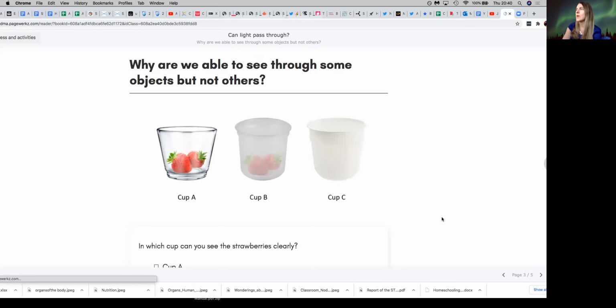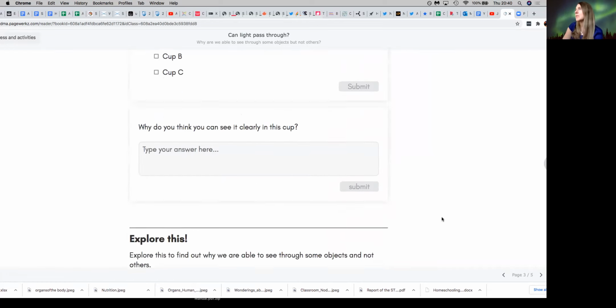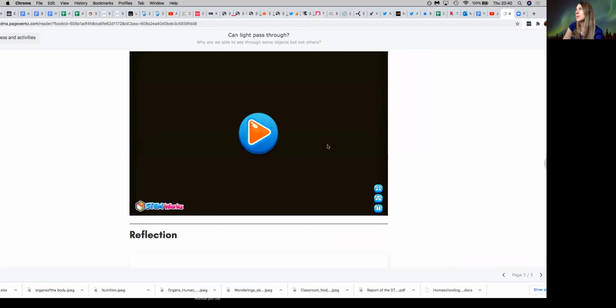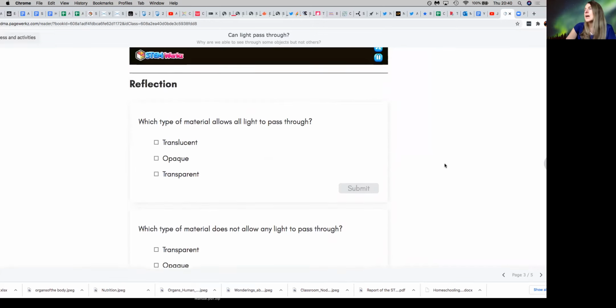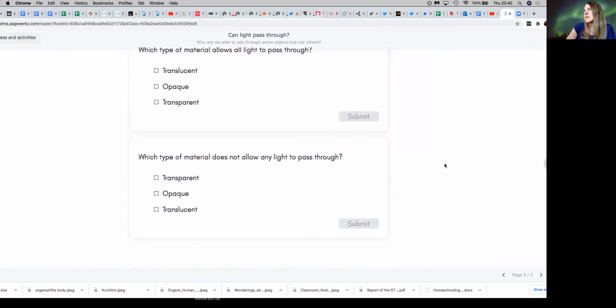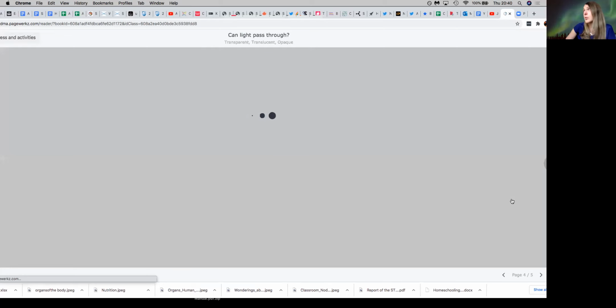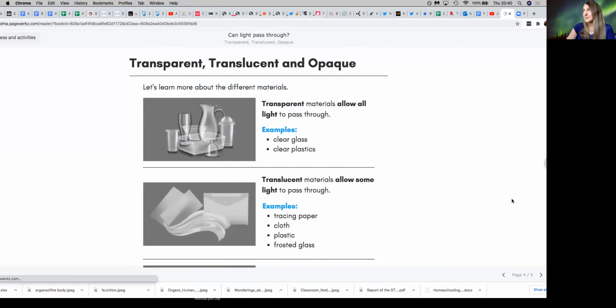So leading with questions, it looks like, why are we able to see through some objects but not others? And what are the reasons for that? And then you can explore this with the STEM Works learning objectives. But then it's also really time to allow students to have time to reflect upon these and think about their answers. And that will create a cause for discussion within the class.